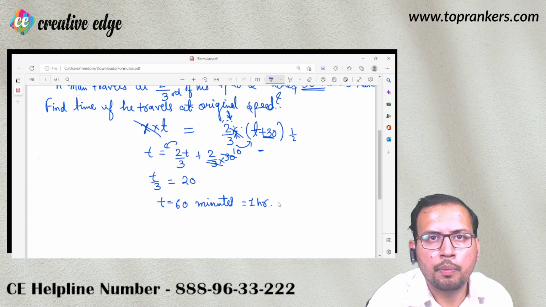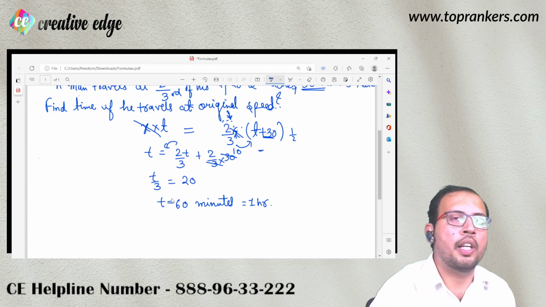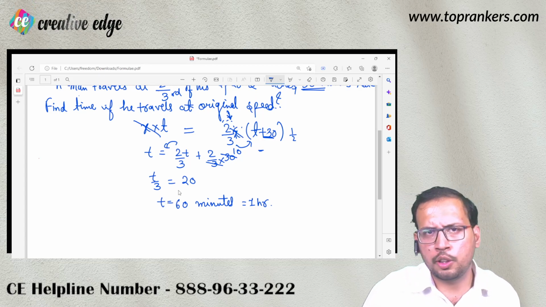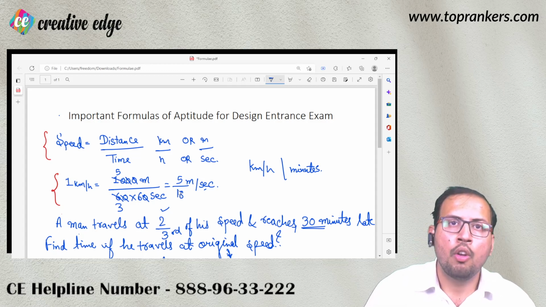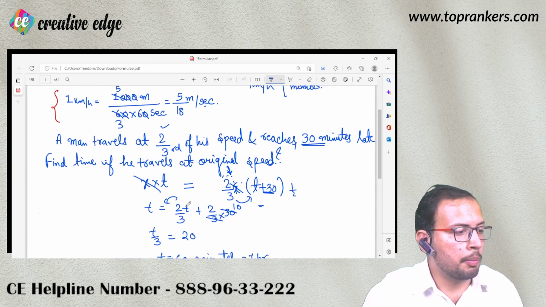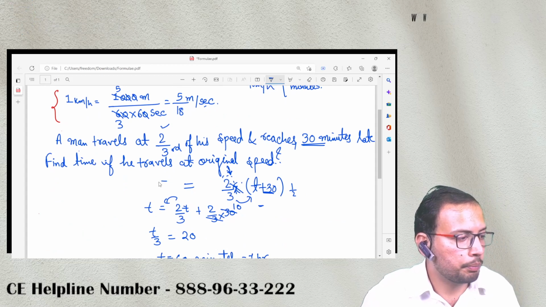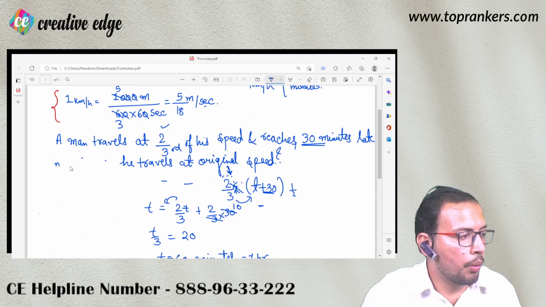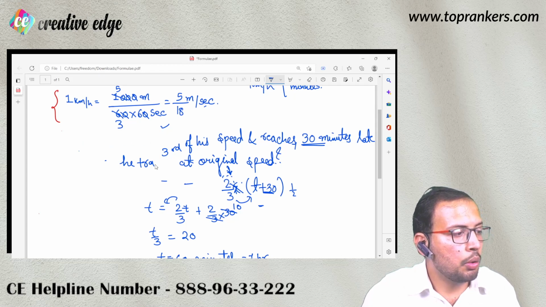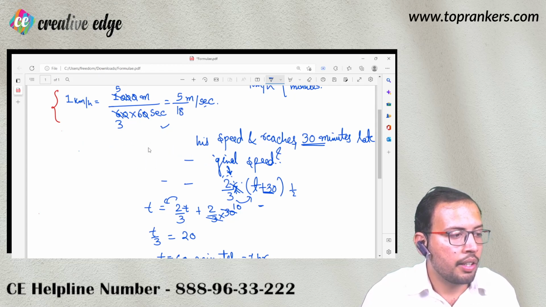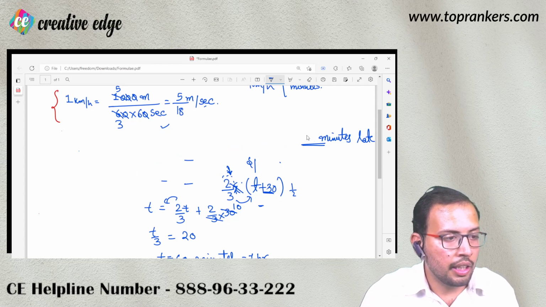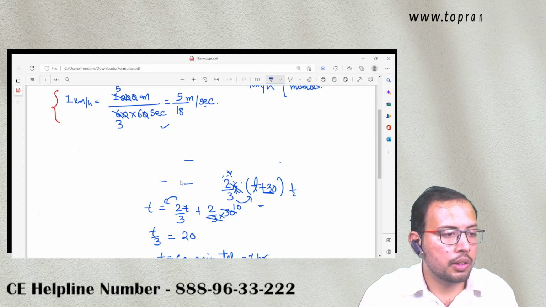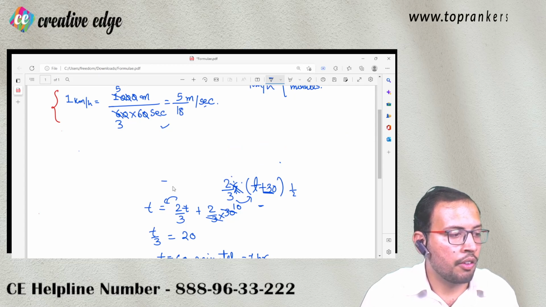Getting my point? So this is how you can solve this illustration. This is one of the illustrations of how to use the speed, distance, time formula. I hope this must be clear to every one of you. Okay, now with this, we are going to move ahead. So this was time. So now from here, let me tell you something about trains as well.